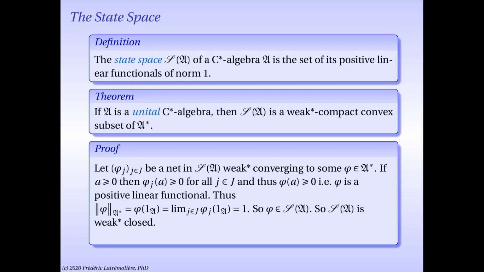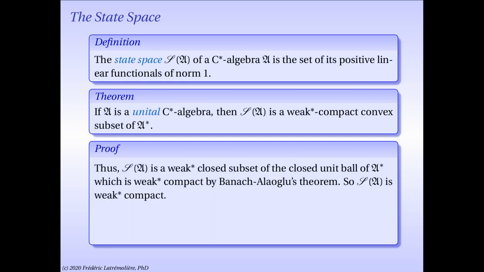That last part, where I do invoke the unit explicitly, actually is not true for non-unital C-star algebras. But here we have this, and therefore the state space is a weak star closed subset of the closed unit ball of the dual of our C-star algebra because, well, states have norm 1. And we know that the closed unit ball of any Banach space is weak star compact by the Banach-Alaoglu theorem. So the state space, being weak star closed in a weak star compact set, is itself weak star compact.